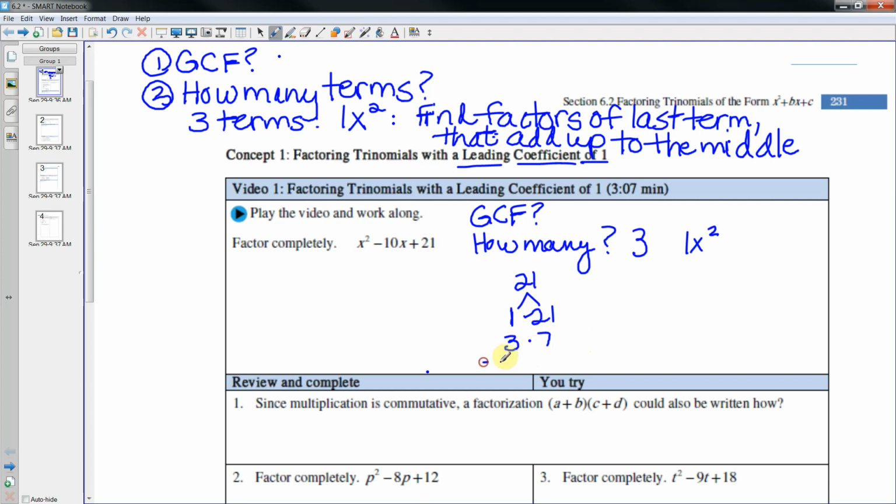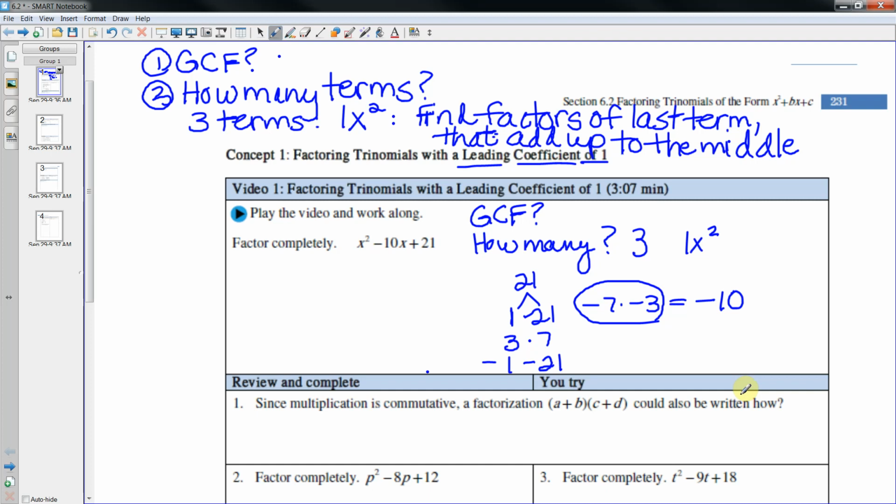Well, if I have 2 negatives, so negative 1 times negative 21, that multiplies to get me a positive 21. Still doesn't add up to negative 10, but it multiplies. My other option would be negative 7 times negative 3. Those multiply to get me a positive 21, and they add to get a negative 10. So there is my correct combination.